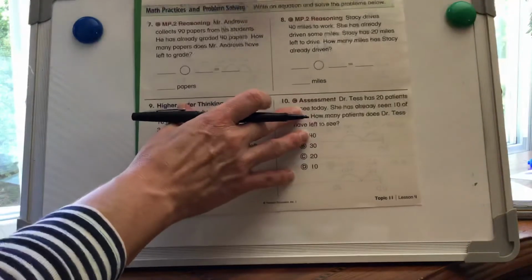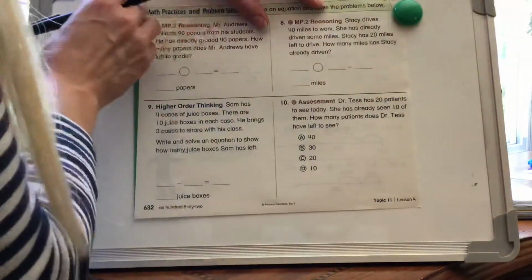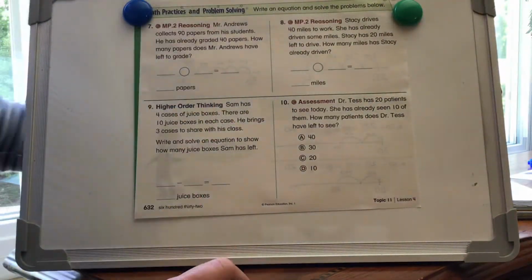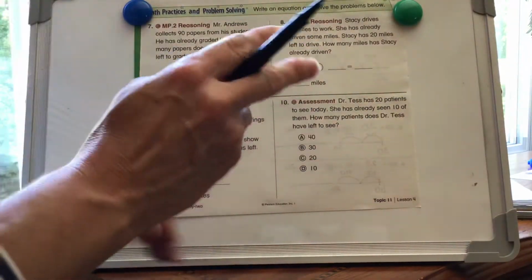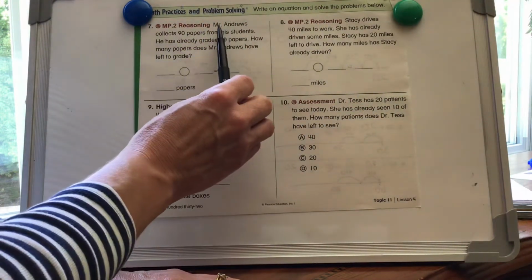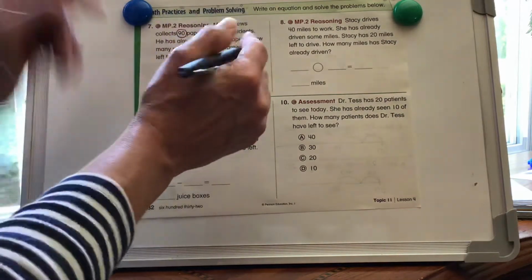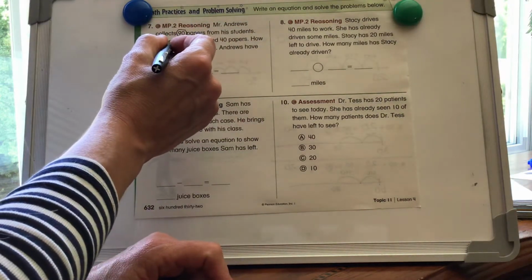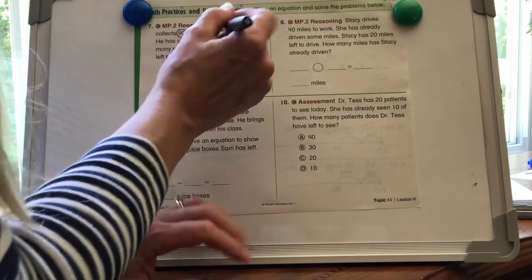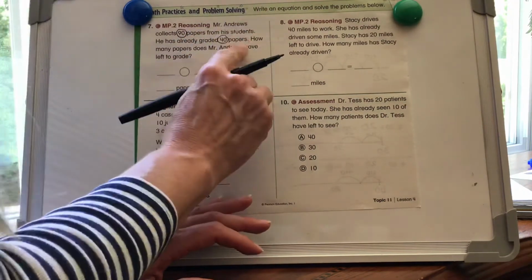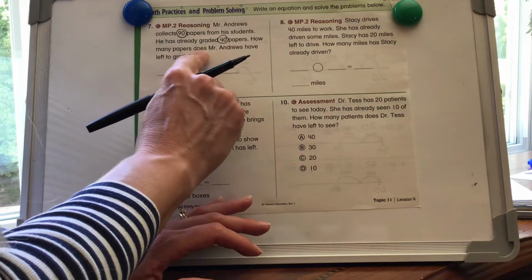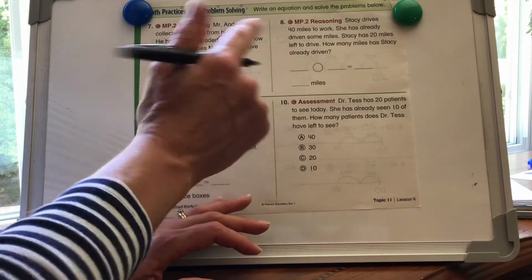Okay, let's look at our very back page here. And again, you're welcome to do this all on your own and then come back and check it with me, or you can do it with me. Mr. Andrews collects 90 papers from his students. He has already graded 40 papers. How many papers does Mr. Andrews have left to grade?